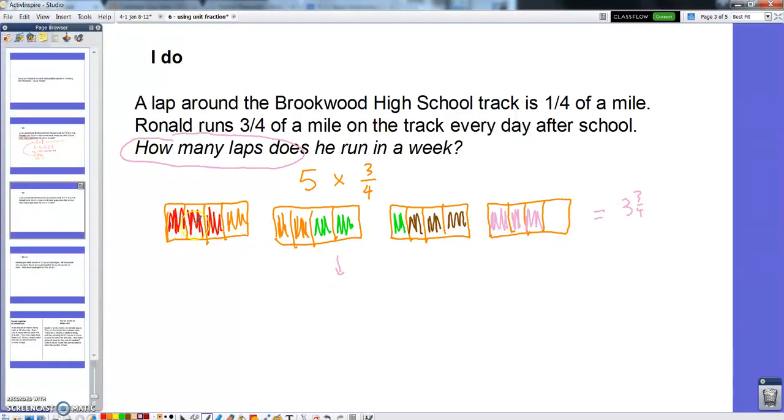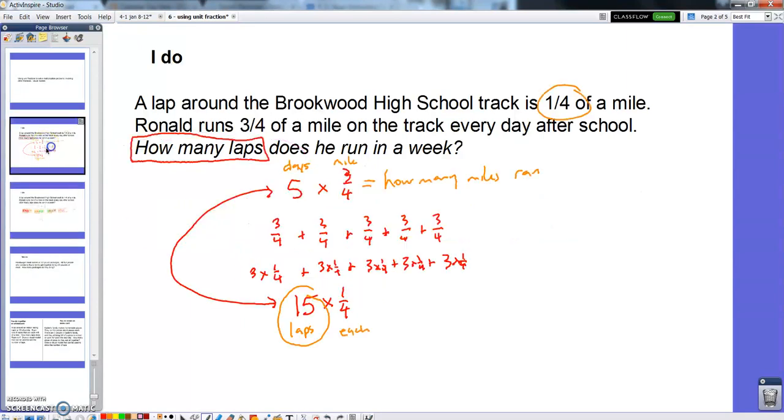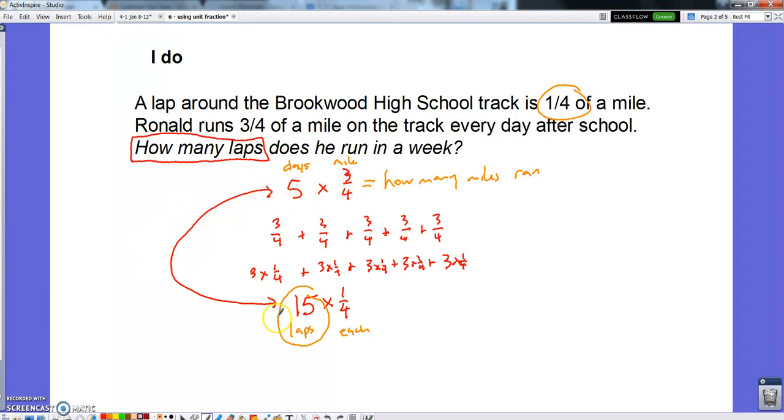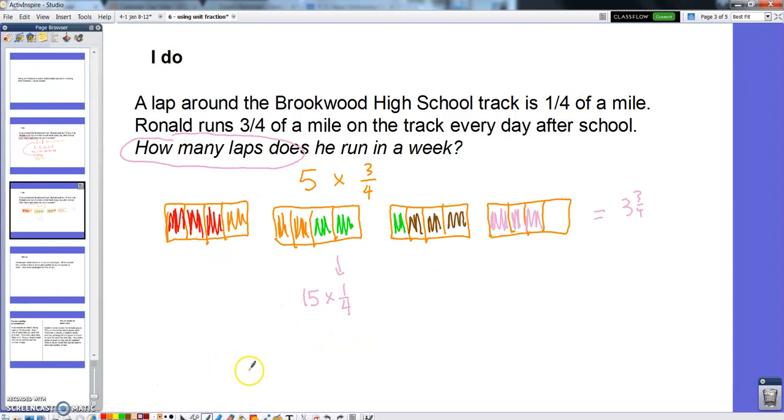I also see that 1, 2, 3, 4, 5, 6, 7, 8, 9, 10, 11, 12, 13, 14, 15 are colored in. So I can look at this and I can see it as 5 times 3/4, or I can see it as 15 times 1/4, because 15 different 1/4 sections are colored in. So just like up here I said 5 times 3/4 is really the same thing as 15 times 1/4. I can see that really clear when I draw it.